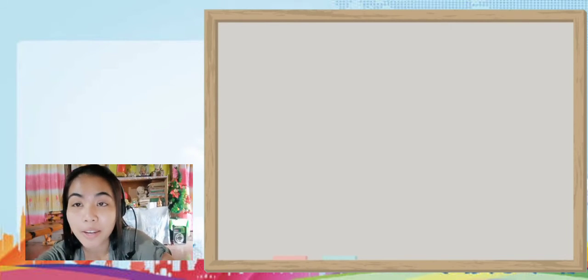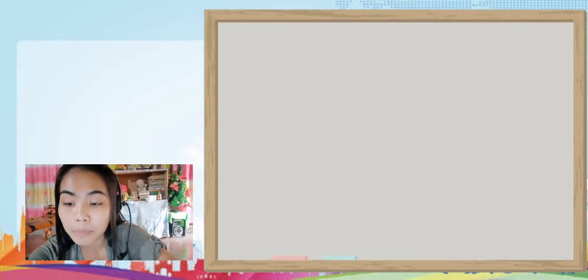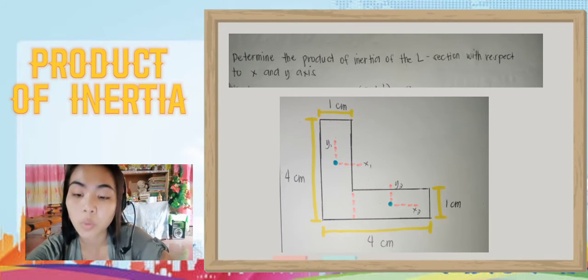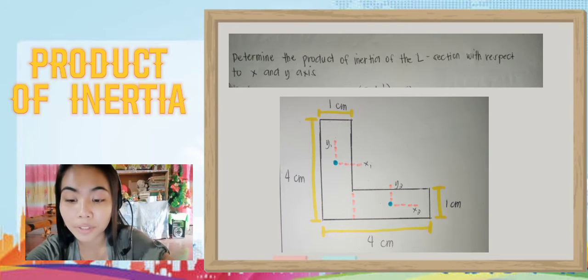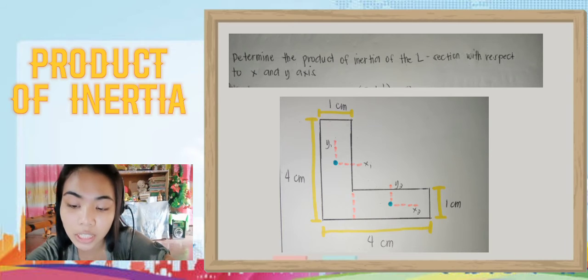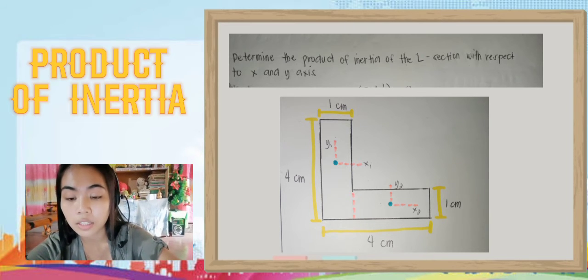So, we're almost there. Second to the last example is all about the product of inertia. Determine the product of inertia of the L section with respect to X and Y axis. So, mahilig tayo sa letters. Kanina, ginamit natin ang I, ngayon, gagamitin naman natin ang letter L. So, meron siyang indicated values, kagaya ng kanina. And then, we will find the product of inertia dito sa ating letter L.